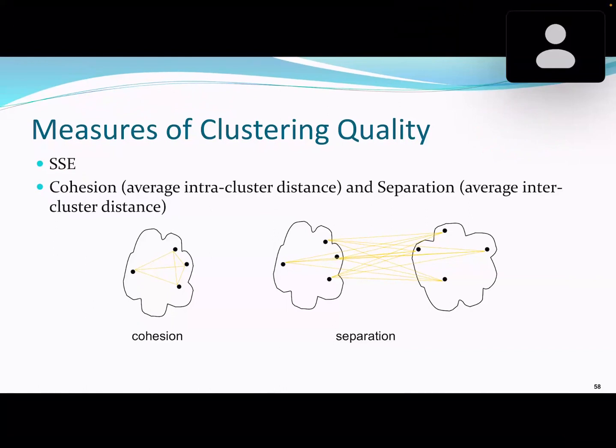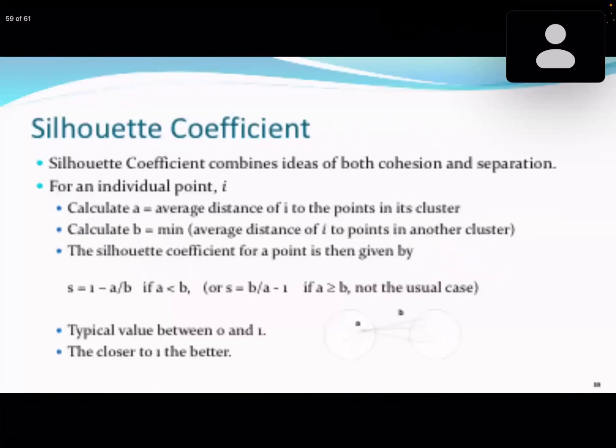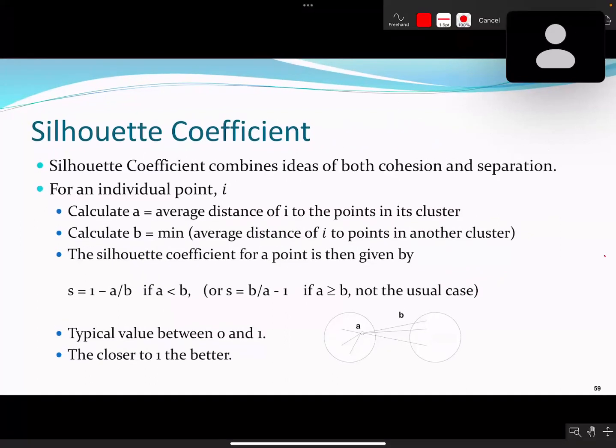Now, in terms of measuring clustering quality, there are two concepts. One is called cohesion, which is the average intra-cluster distance, and also separation, which is the average inter-cluster distance. And SSE, in a way, is kind of like measuring cohesion only. So we want to have ways of figuring out the separation of the clusters in measuring the quality of clusters. Right? So one way to do it is called the silhouette coefficient.